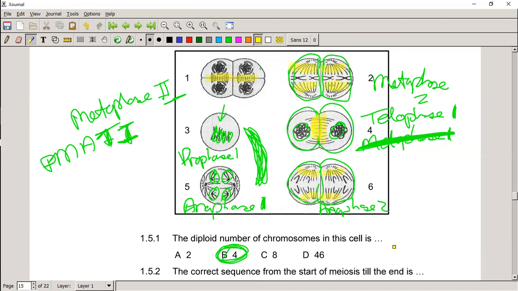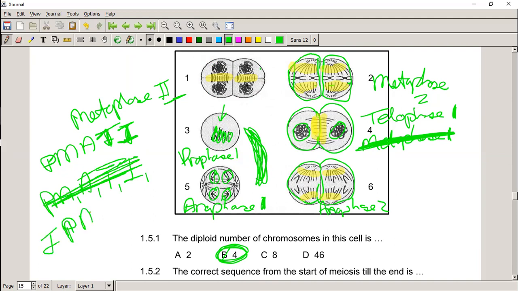Okay, let's take a look at the sequence here. Remember, we're going to go through prophase, metaphase, anaphase, telophase, interphase, and this is going to be one, one, one, and one. Then we go through the same sequence again, just starting in a different place, twice through. So that's 1, 1, 1, 1, 2, 2, 2, 2.